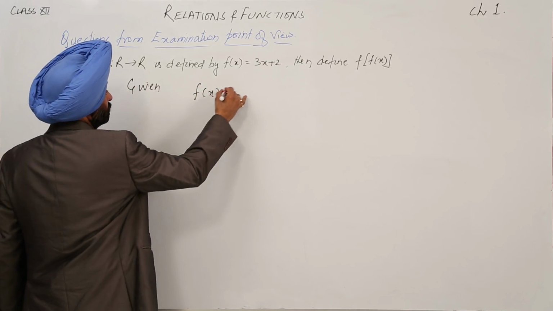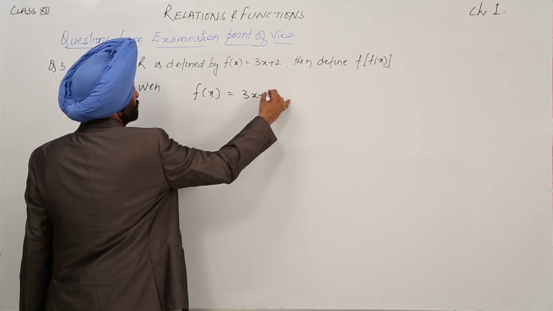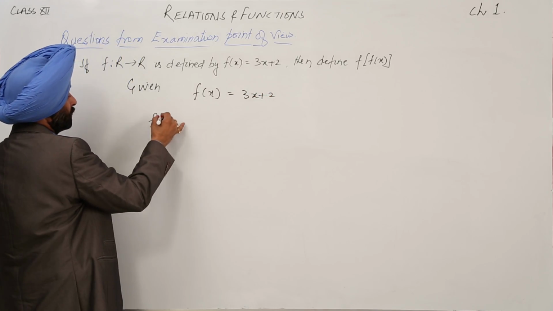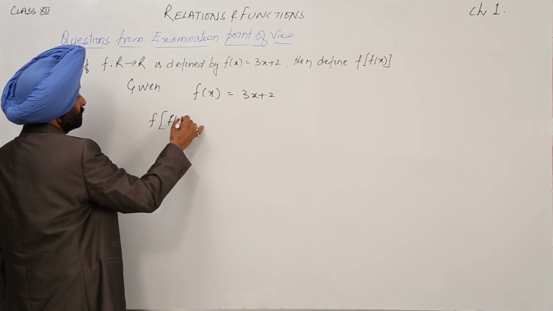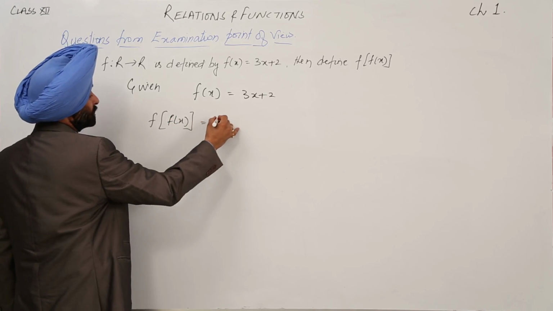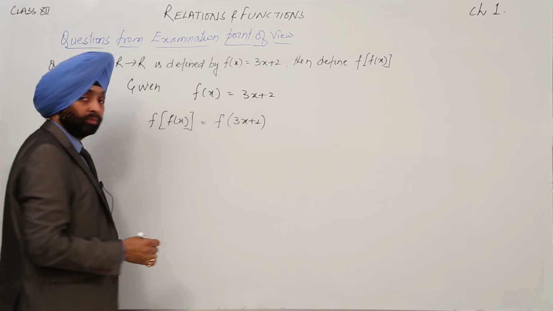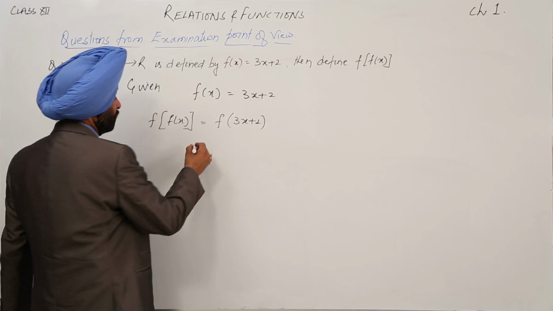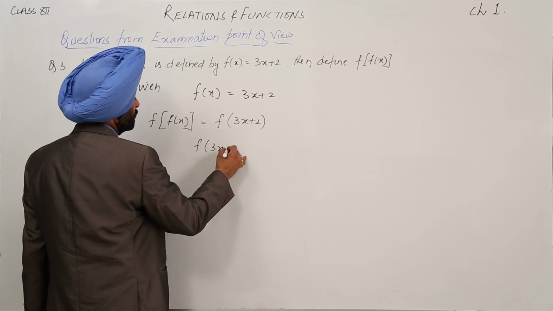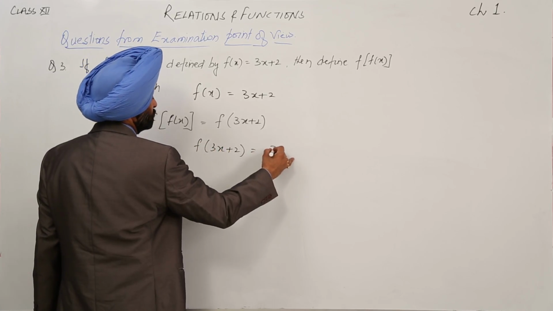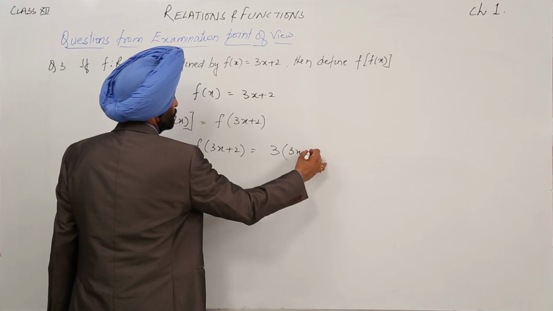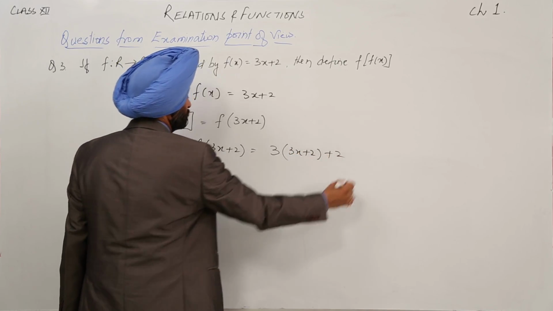f(x) = 3x + 2. Now, f(x) can be written as f(3x + 2). Okay, now f(3x + 2) is equal to 3 times (3x + 2) plus 2.